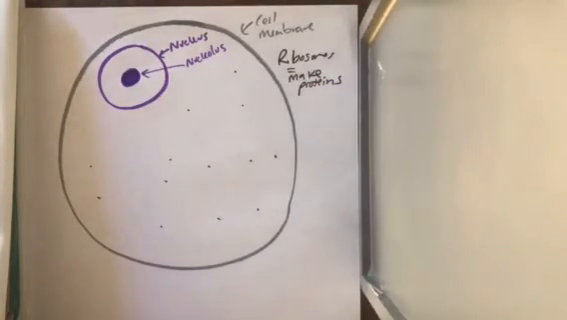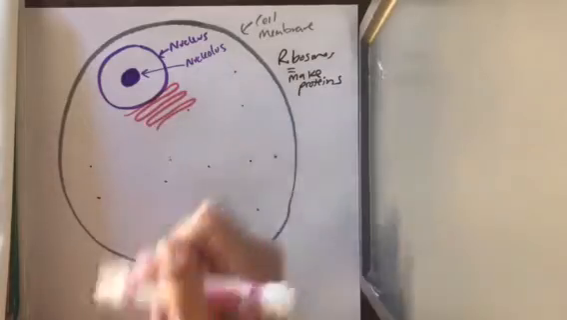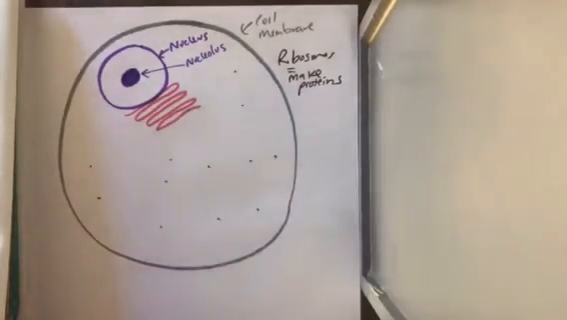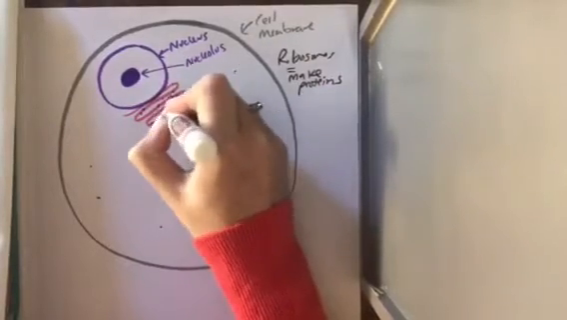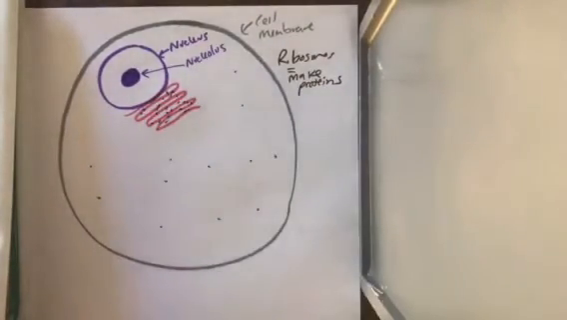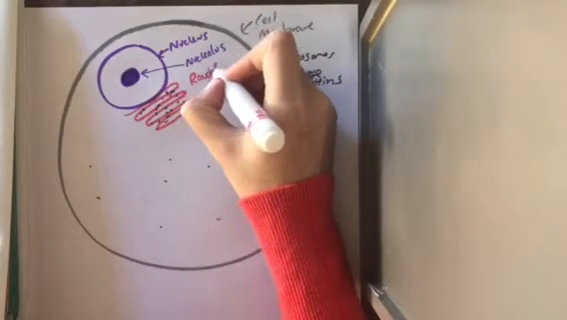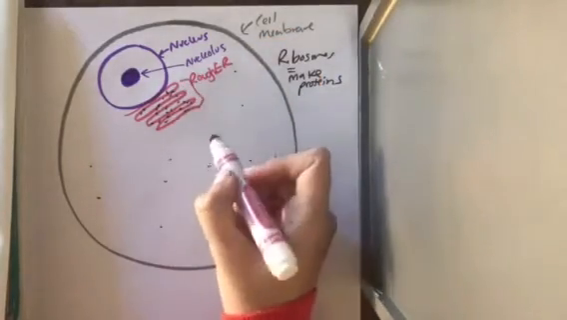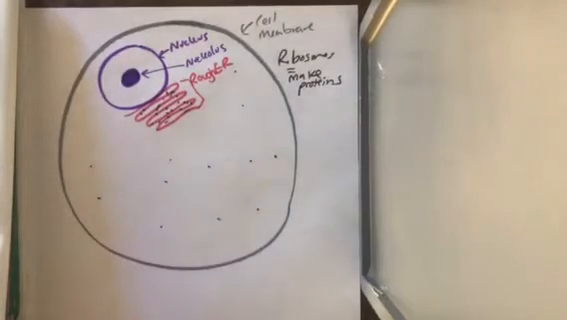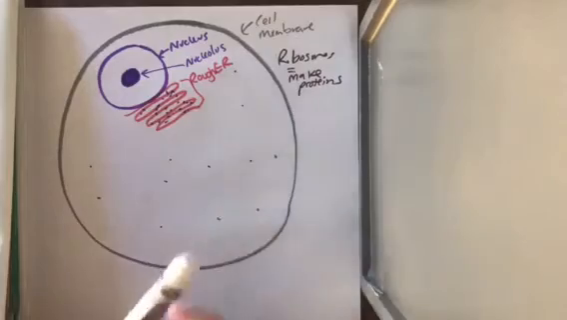Alright, very similar or the same as in the plant cell, we have our ER, and this ER is the rough ER, right? It's rough, it's bumpy right here. So this rough ER is going to transport the proteins. The ribosomes, these dots right here, make the proteins. The rough ER transports those proteins.